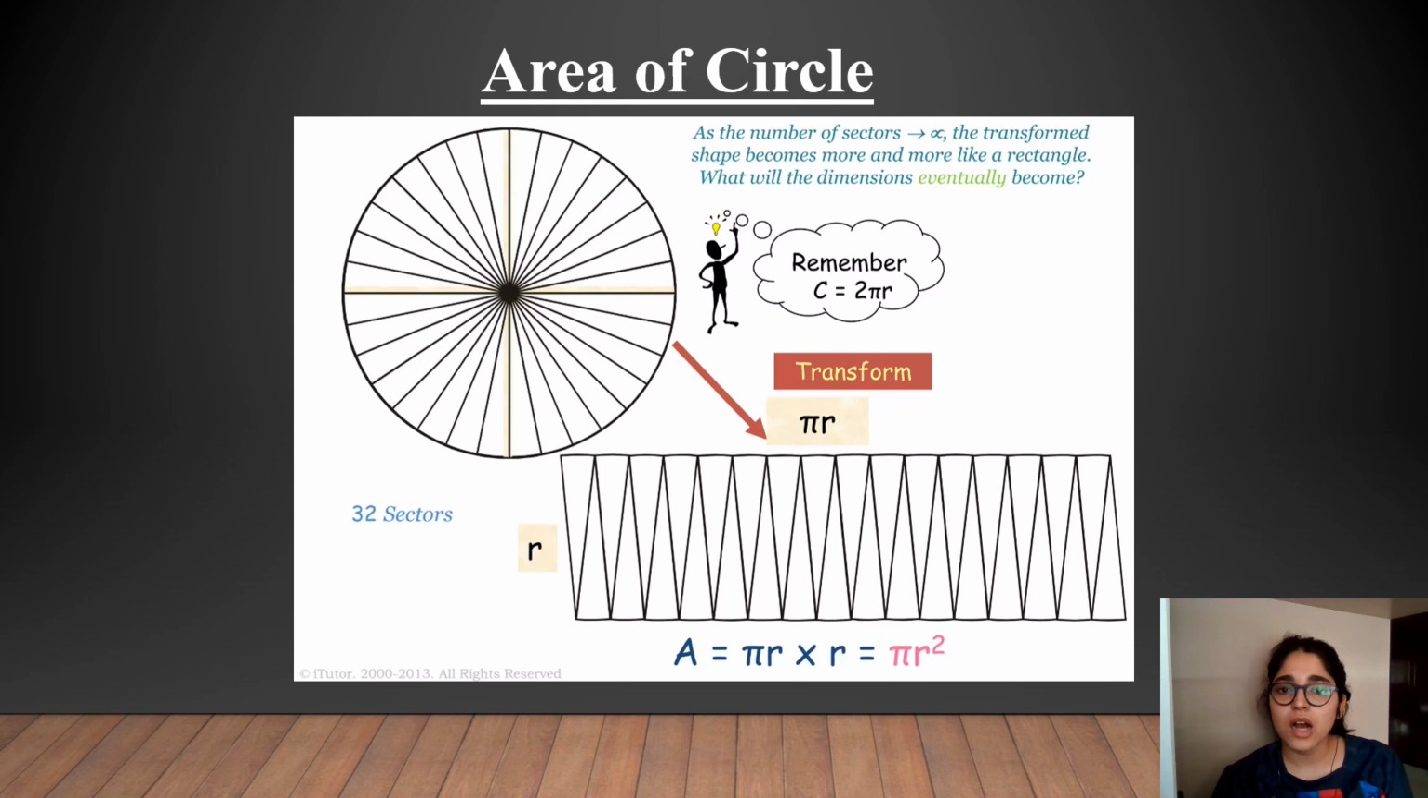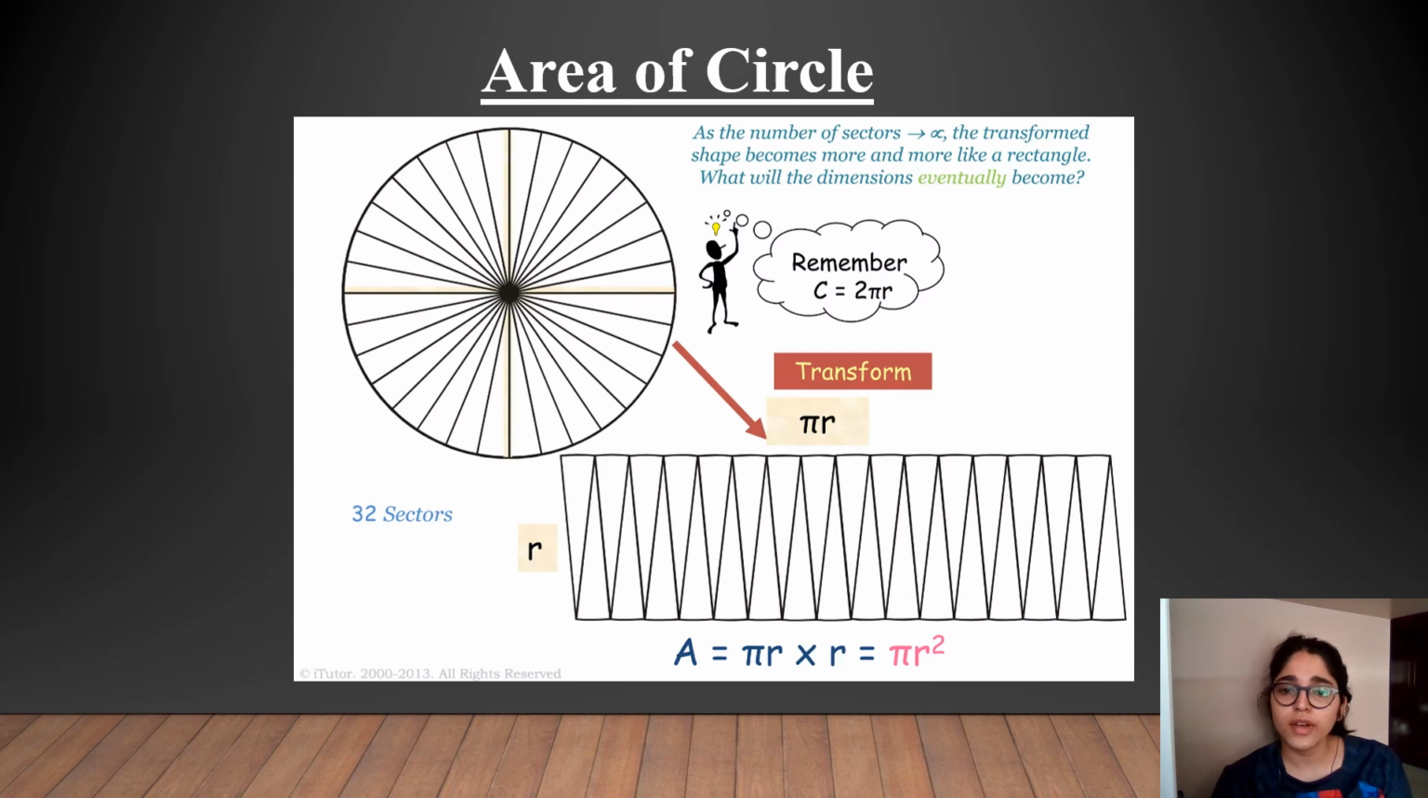Now let us understand how we find the area of a circle. A circle is nothing but many sectors. This can also be an experiment or a model that you all can create at home to understand how we find the area of a circle. As the number of sectors tends to infinity, the transformed shape becomes more and more like a rectangle.